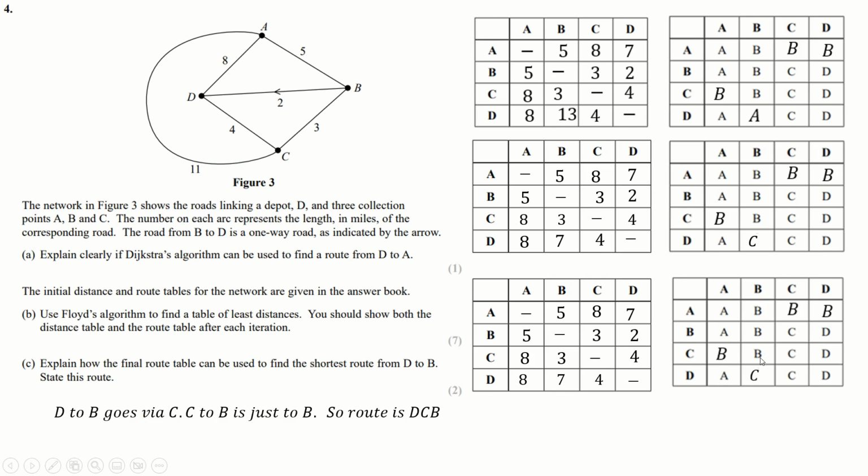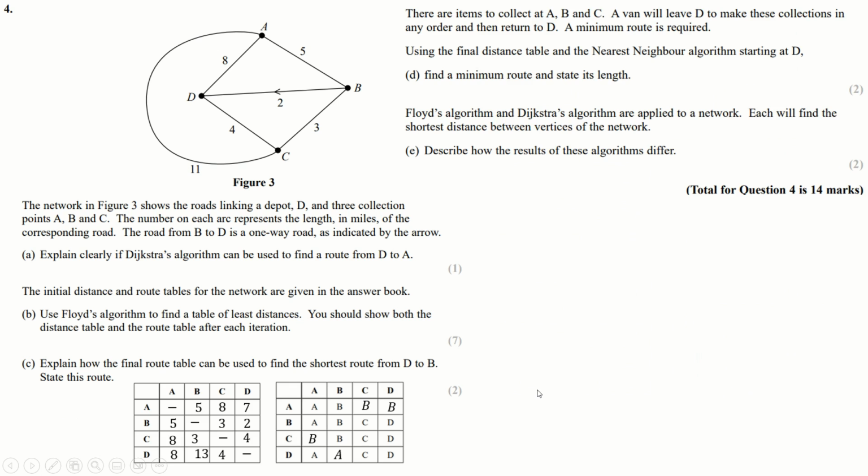So if this had been an A here, you'd go from D to C, and then from C you go to A, then you go to B. But it doesn't. It's D to C, and then C goes to B, and then you're at B. So the route is DCB. And yeah, good. It continues, I think, it looks like.